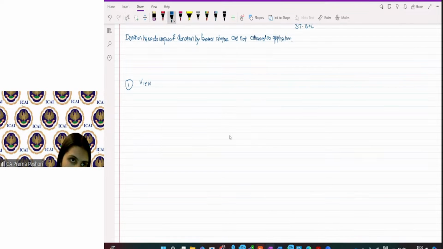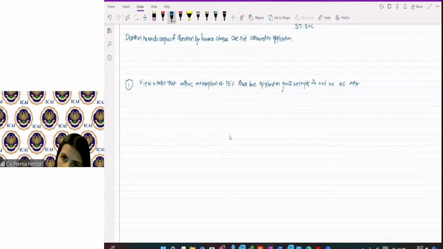View is taken that ad hoc exemption of 15% shall be applied on gross receipts and not on income after considering operational expenses. Okay. So this is the view I am adopting.